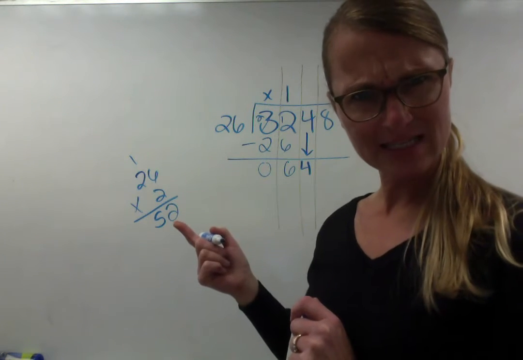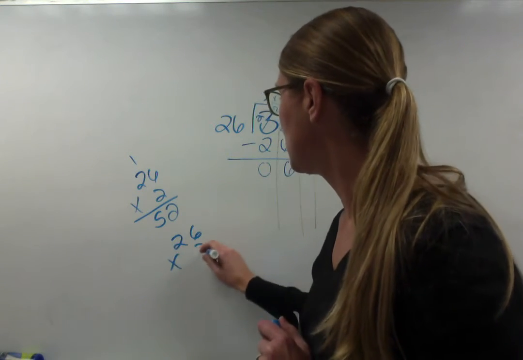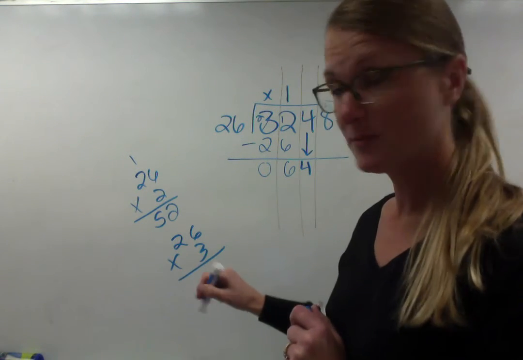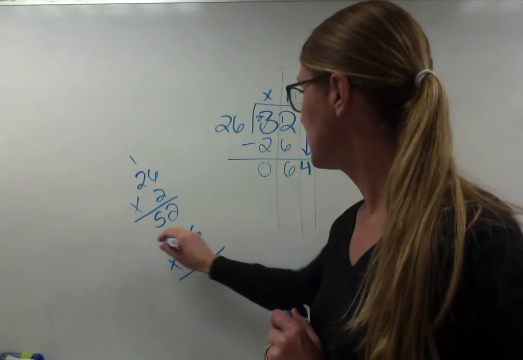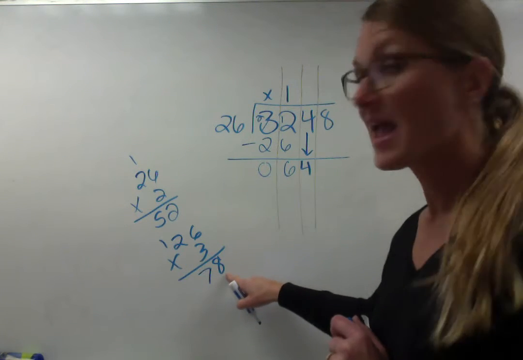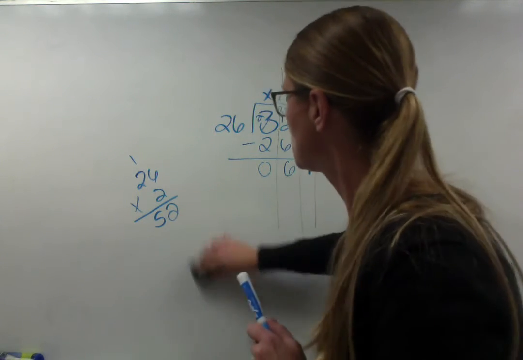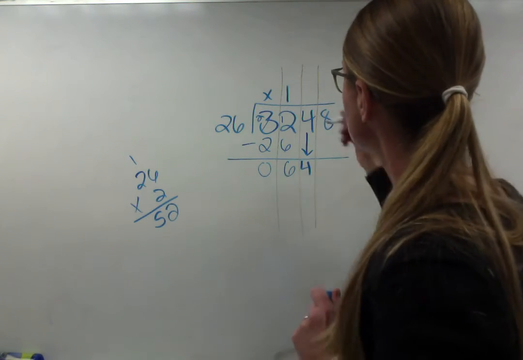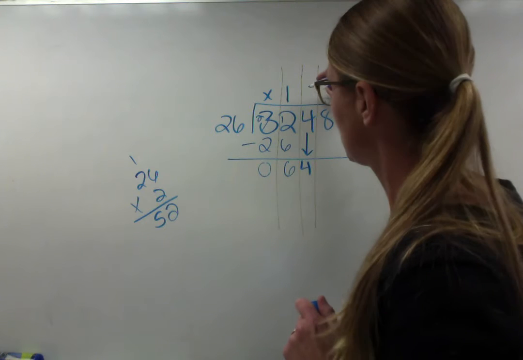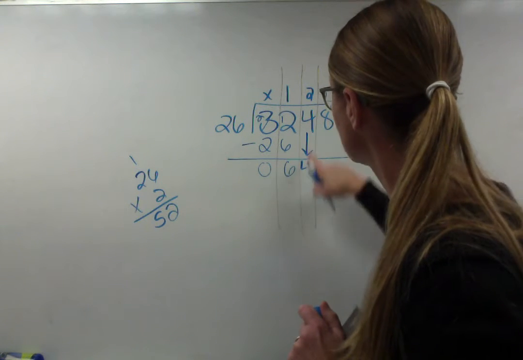Is one more 26 going to be too much? Well, let's see. 26 times 3. Can I fit it in there 3 times? 3 times 6 is 18. Carry the 1. 3 times 2 is 6 plus 1 is 7. 78. It's too much. Remember, I can't go over. So it's going to be 2. So I'm going to be able to fit 2 into 64. The 2 goes here above where the 64 ends, okay?